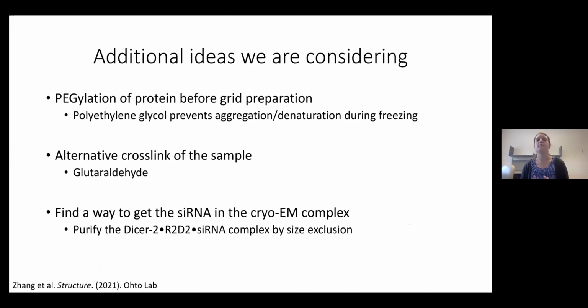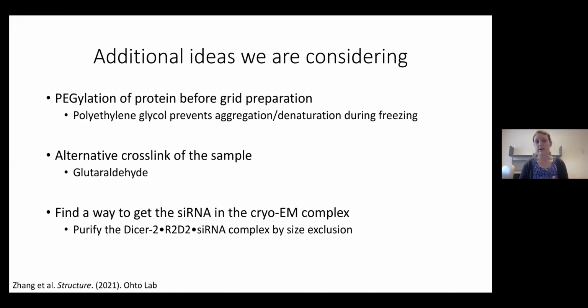So as I start to wrap up my talk, I just want to give you some additional ideas that we are considering for my project. One is the use of pegylation of proteins before grid preparation. It was recently shown in 2021 that polyethylene glycol helps prevent aggregation and denaturation during the freezing process. And Dicer really likes to aggregate and become denatured whenever you're freezing grids. So we're hopeful that this will help us avoid some of those problems.